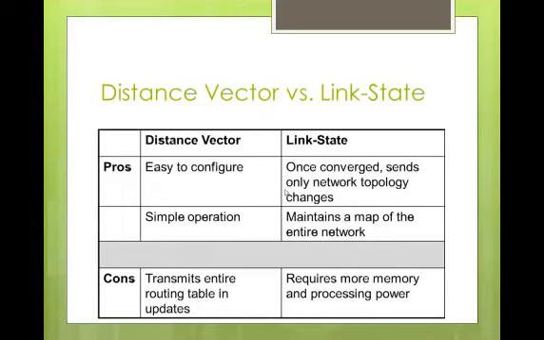Just a quick chart here to compare the two again. Distance vector: typically easy to configure, very simple operation. A con is that it transmits entire routing updates amongst routers. Link state, once converged, sends only network topology changes. It maintains that entire map of the network, but it does require more memory and more processing power on the CPU end. You also need more knowledge as the administrator to configure the link state routing protocols properly.